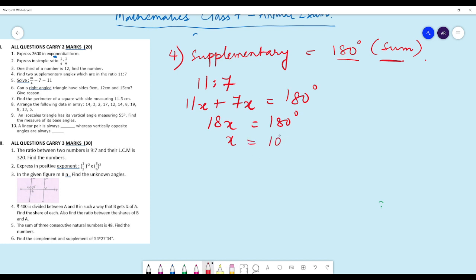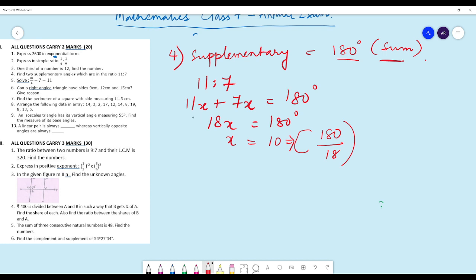How did I arrive at this 10? I arrived at this 10 by doing this. Why did I do this? Remember I told you in the previous segment, if something is multiplied on one side and when it moves to the other side, it changes to the opposite sign. So it became divided. 180 divided by 18 is 10. So x comes to 10.